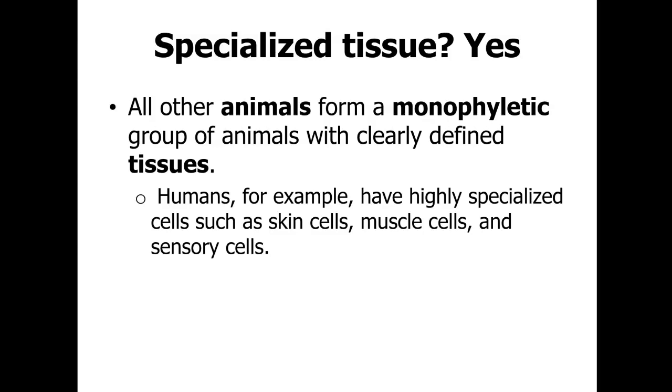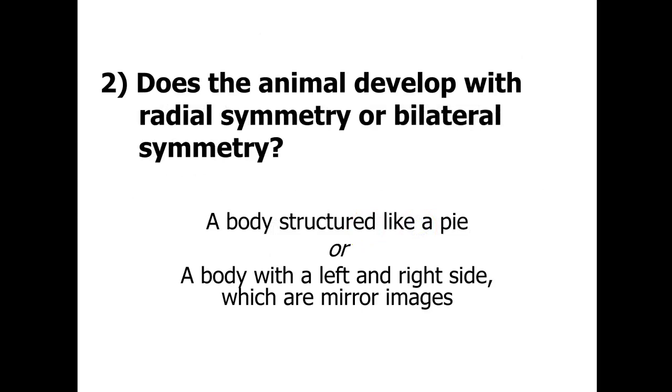Humans, for example, have highly specialized cells such as skin cells, muscle cells, and sensory cells. Does the animal develop with radial symmetry or does it develop with bilateral symmetry? Basically, a body structured like a pie for radial, or a body with a left and right side which mirror each other. That's going to be your bilateral symmetry.